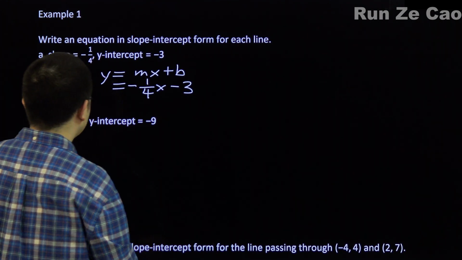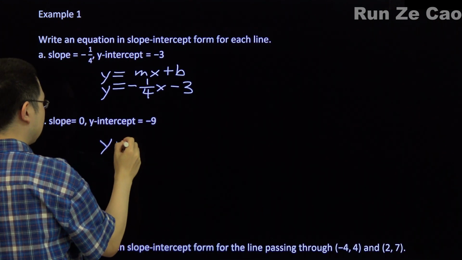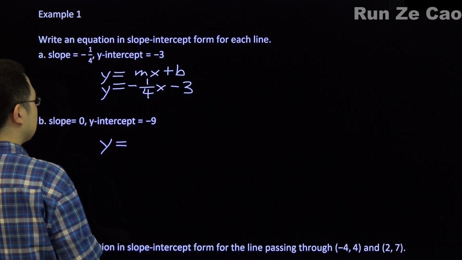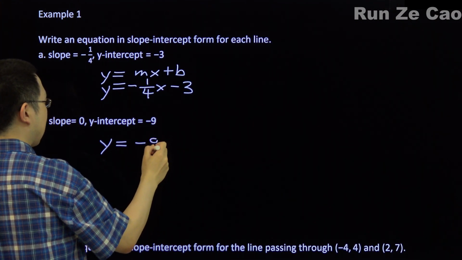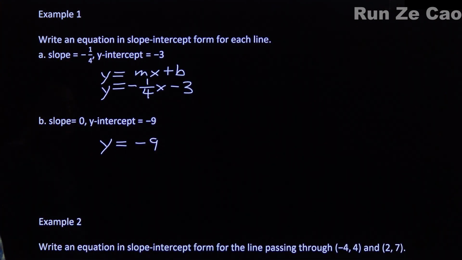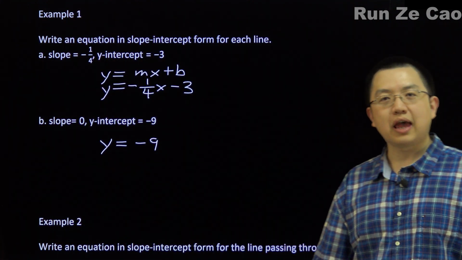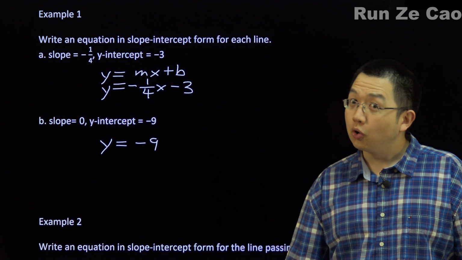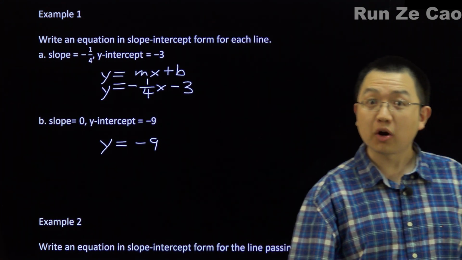Here, slope equals 0. Y-intercept is negative 9. Well, y equals 0x, so we don't write that, plus b. So plus negative 9, that's just negative 9. Of course, y equals mx plus b does not hold if you're dealing with a vertical line. That's x equals some constant.